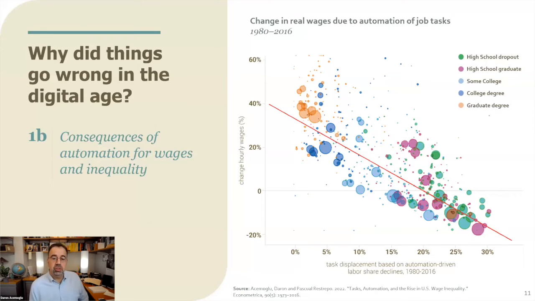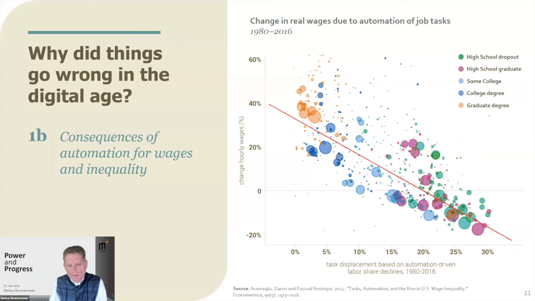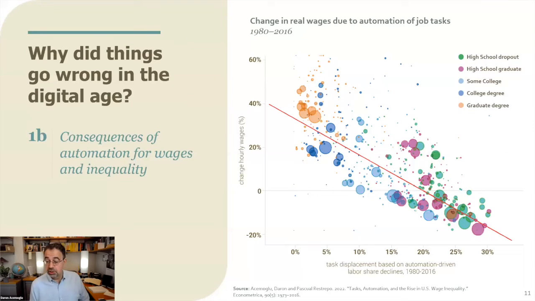But here is one picture that tries to summarize my work with Pasquale Restrepo that emphasizes the importance of technology. So here is the same period that we are looking at. Now, each dot represents not the 10 demographic groups that I showed you, but more detailed demographic groups distinguished by age, education, ethnicity, and gender. The size of the dot is how large that demographic group is. The color coding again shows you the education, so you can see the educations.